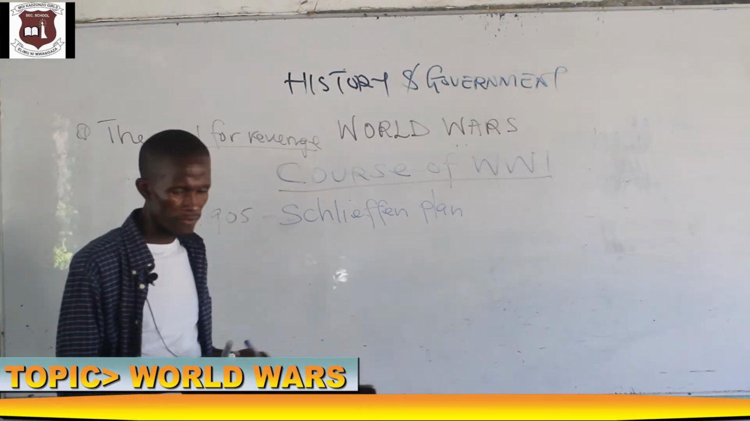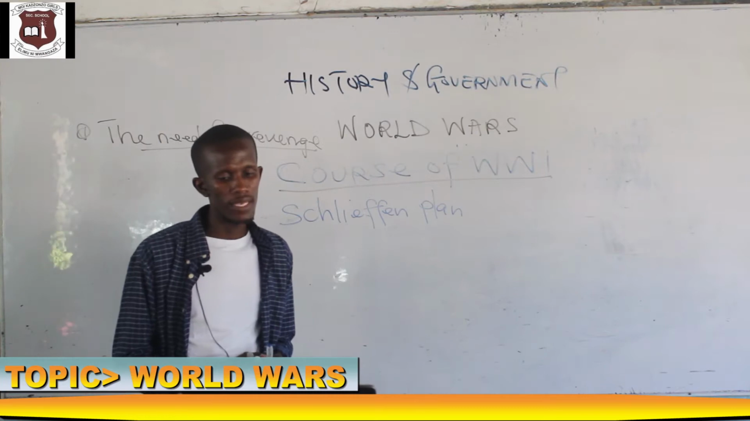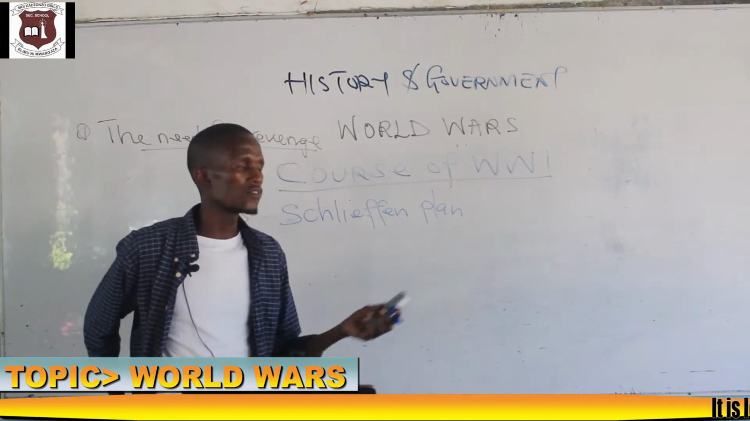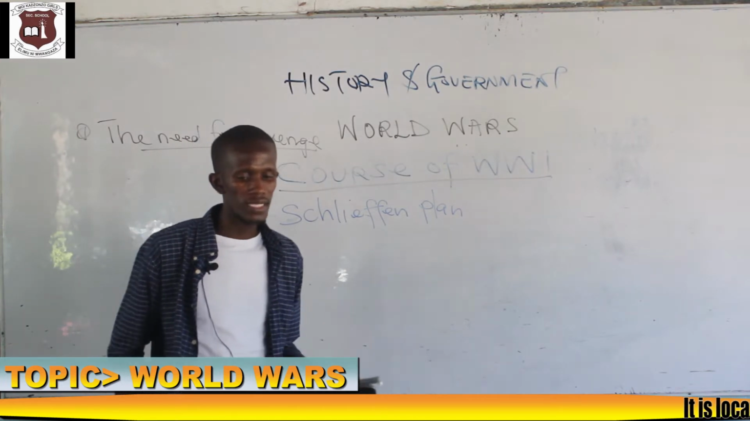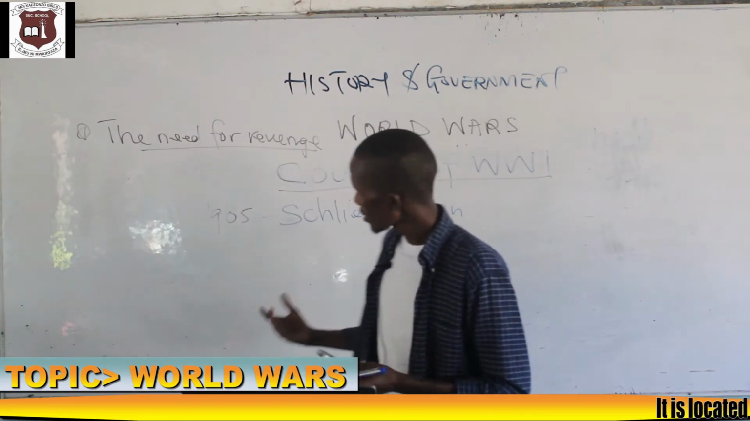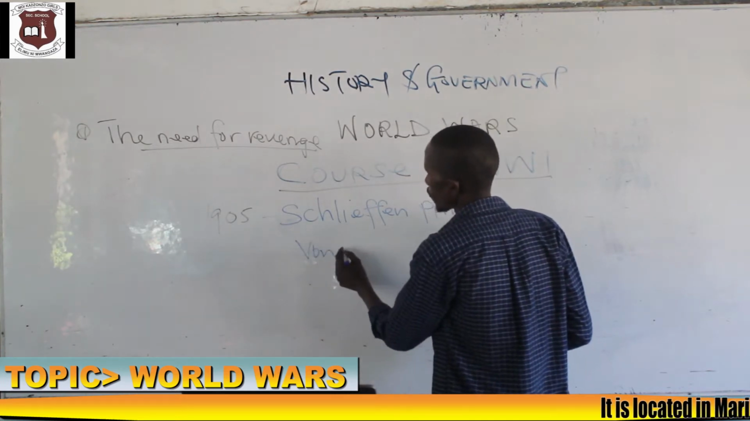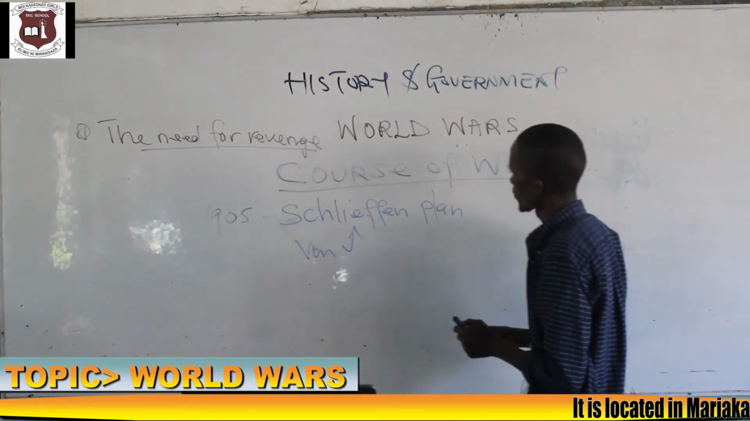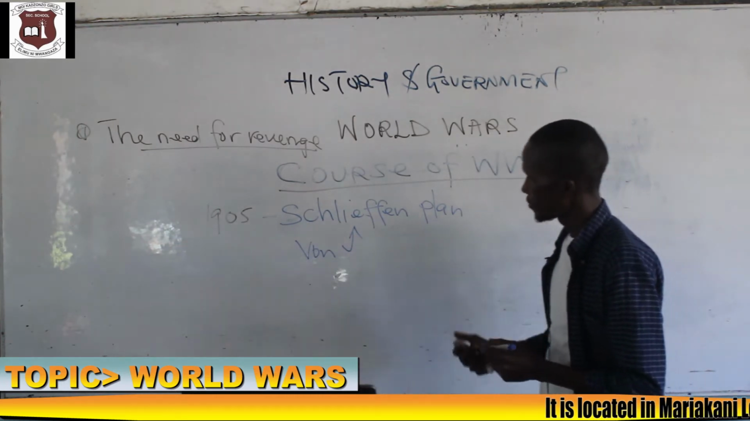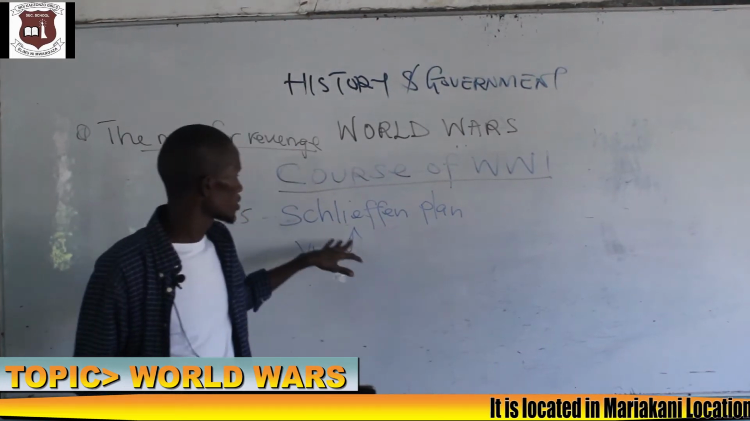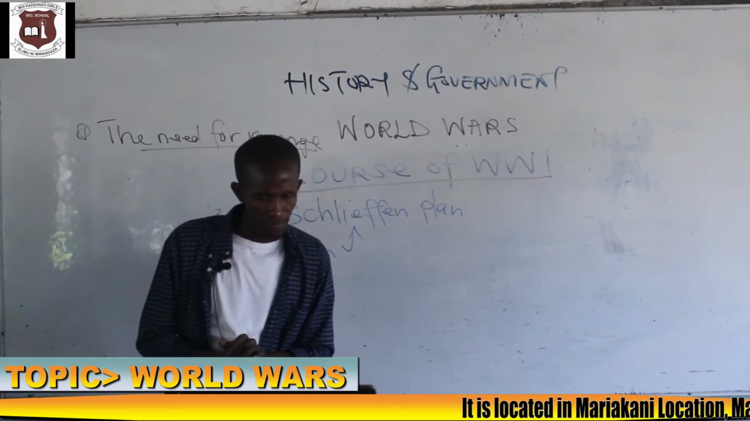So in 1905, there was this guy, a German Chief of General Staff, known as von Schlieffen. So this guy came with a plan. He devised a plan which was known as the Schlieffen Plan.